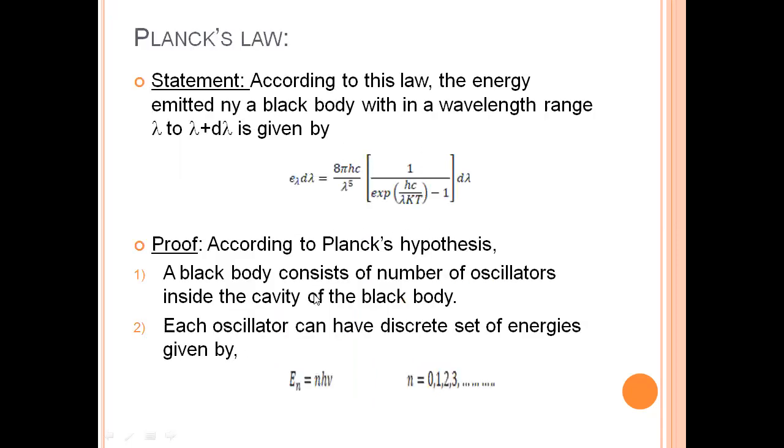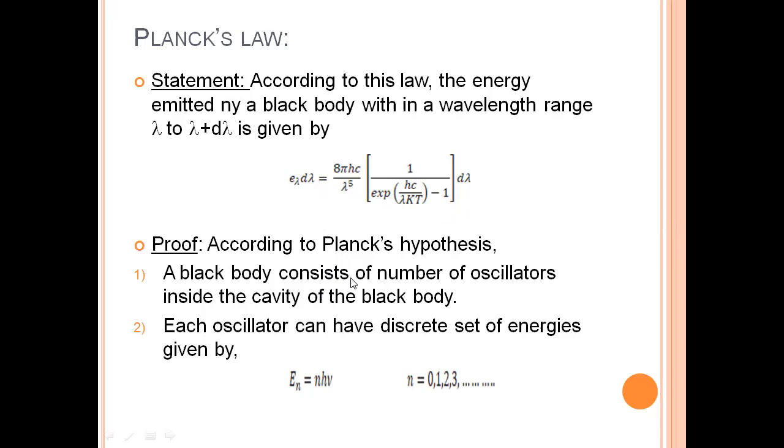Now, for a black body, we can derive one more law called Planck's law, which will give you how much energy is released in a particular wavelength range, lambda to lambda plus d lambda. It is given by E lambda d lambda equals 8 pi hc by lambda power 5 into 1 by exponential of hc by lambda kT minus 1, d lambda.